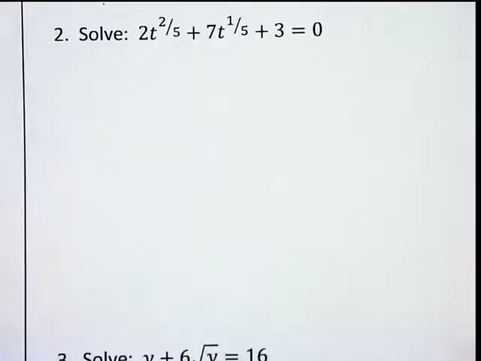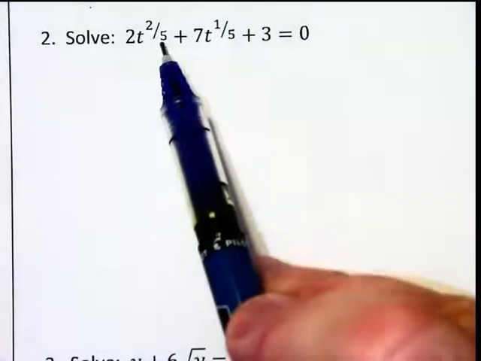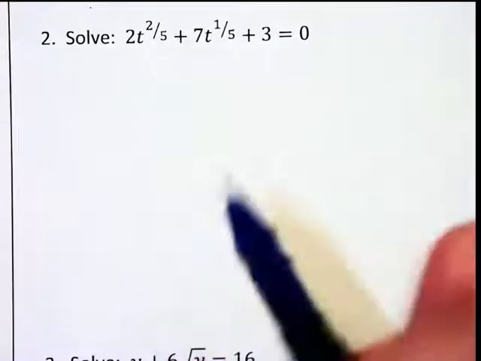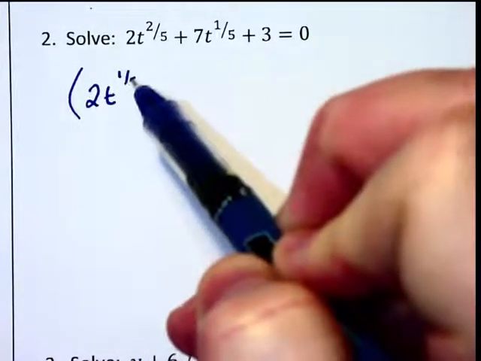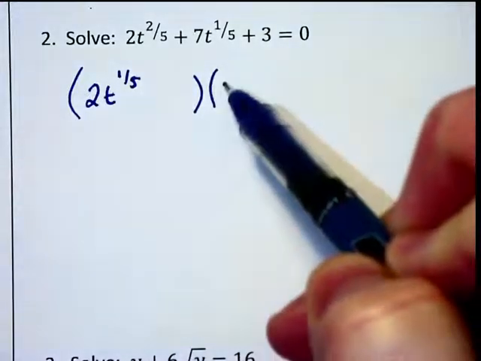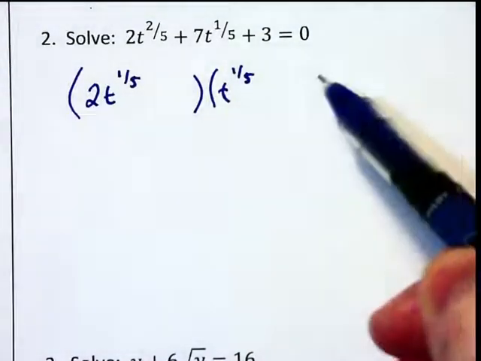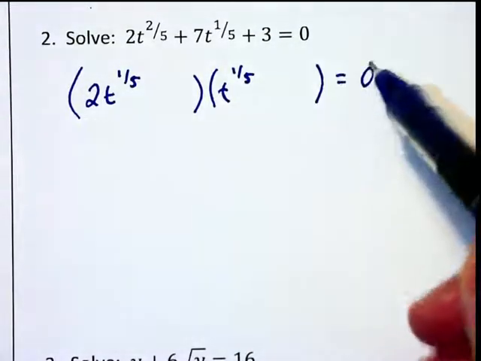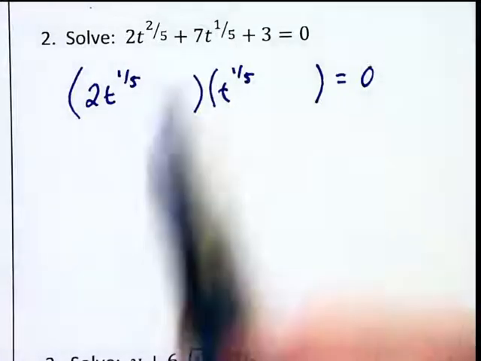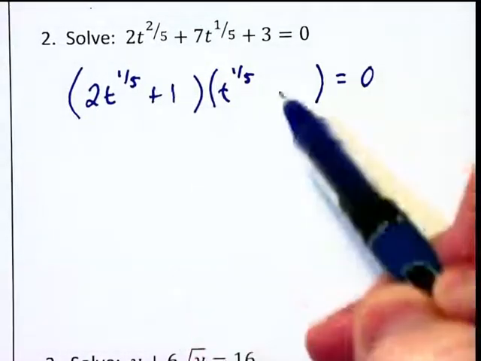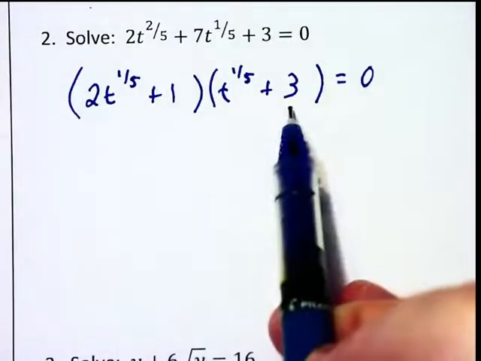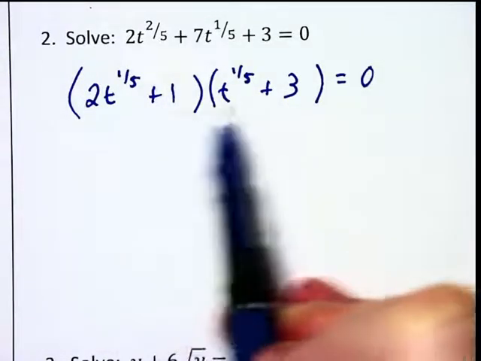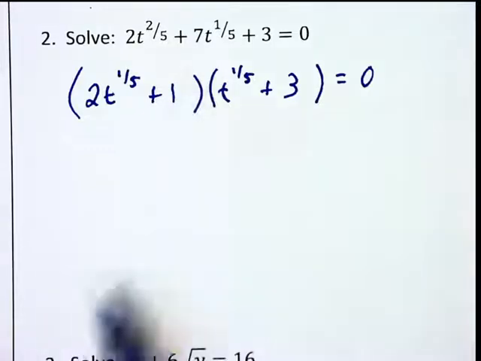On this next problem, we notice that we've got 2/5 and 1/5 as our exponents, so we're going to factor it. It is in this form, reducible to a quadratic, and we're going to use a 1/5 power at the beginning of each parentheses. Now we need to make a 7 in the middle, so we want a +1 and a +3, specifically so that the 2 times the 3 on the outer gives us a coefficient of 6, and then we have a 1 in the center making a 7.